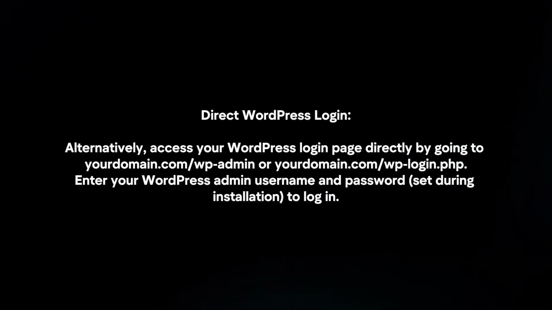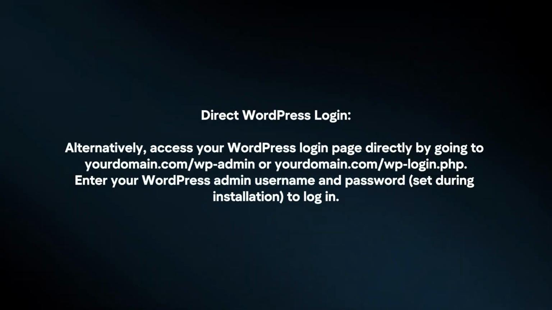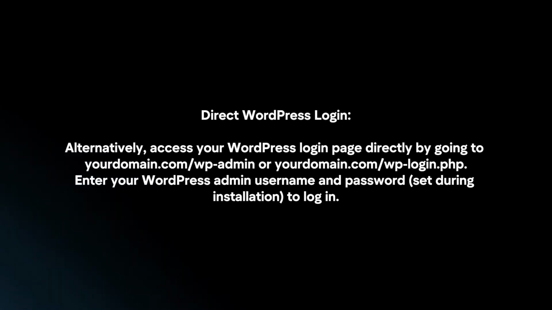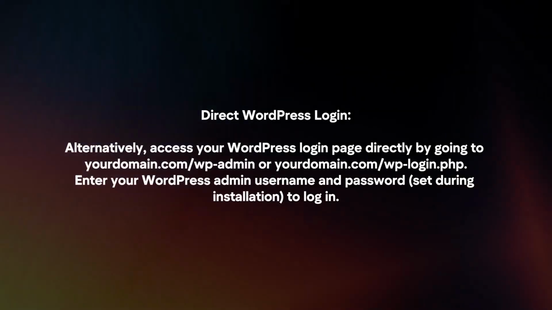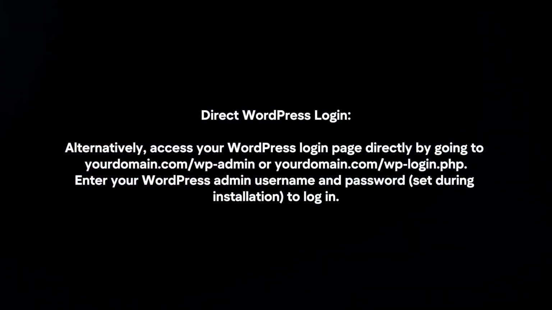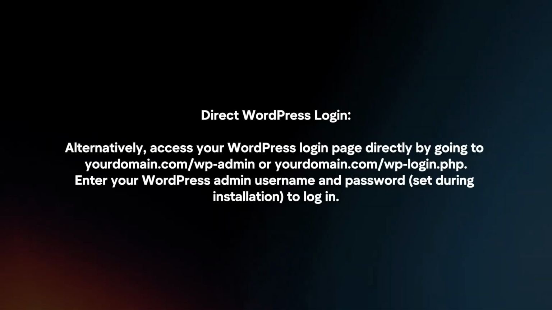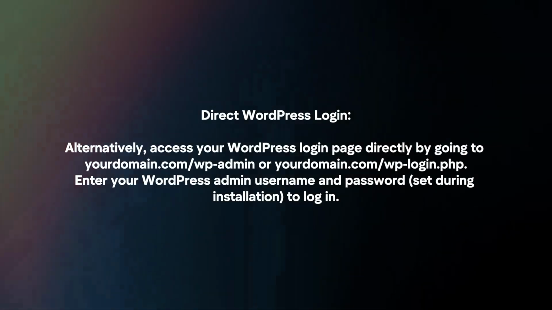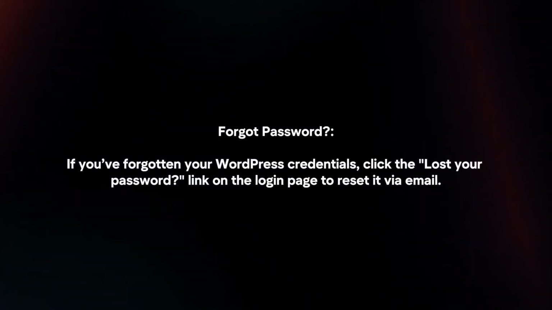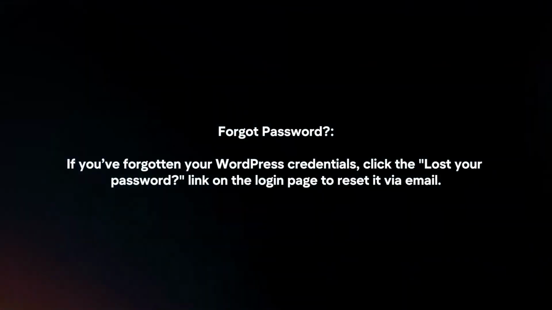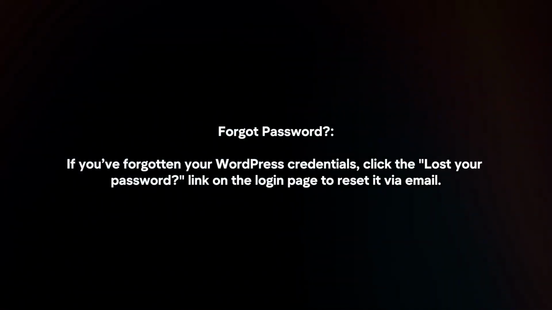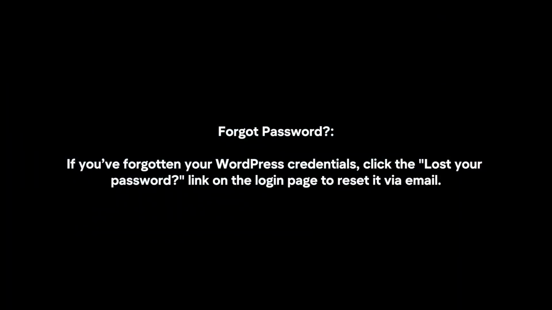Direct WordPress login. Alternatively, access your WordPress login page directly by going to yourdomain.com/wp-admin or yourdomain.com/wp-login.php. Enter your WordPress admin username and password to log in. Forgot password. If you've forgotten your WordPress credentials, click the Lost Your Password link on the login page to reset it via email.